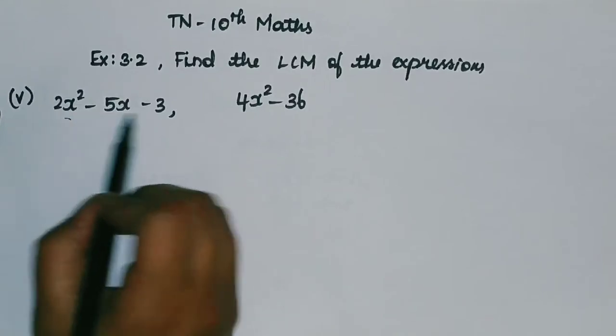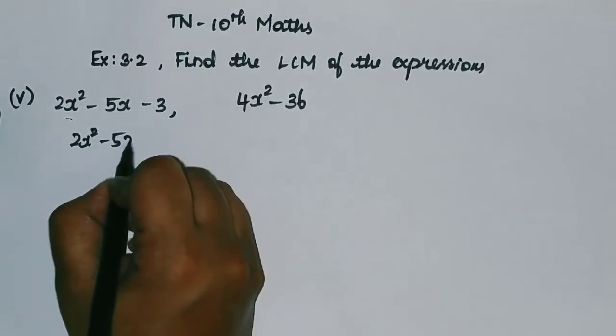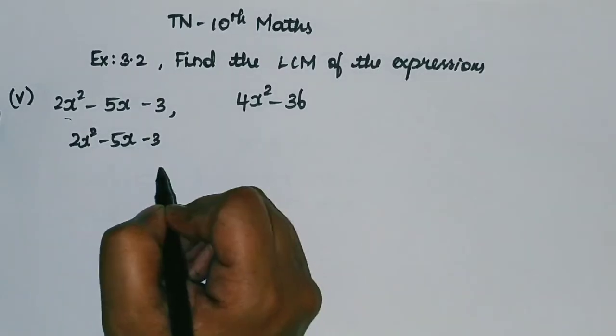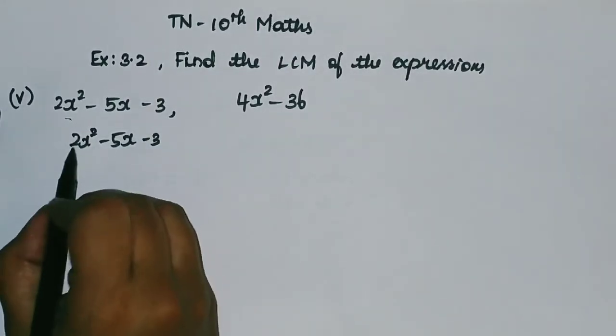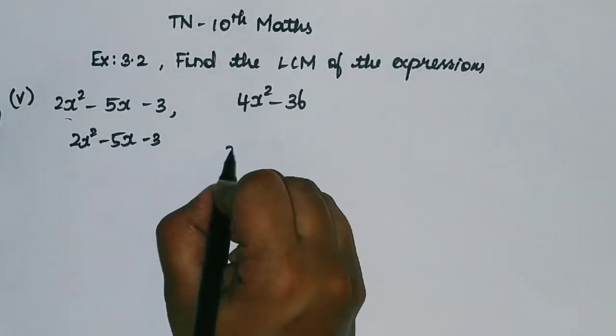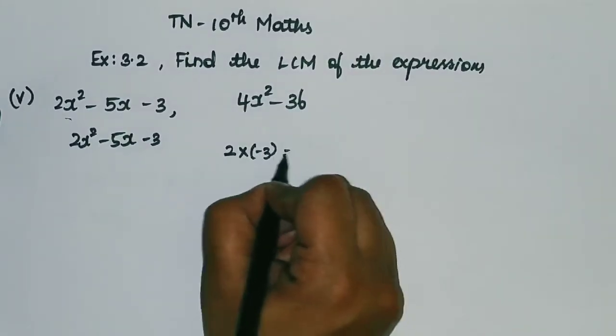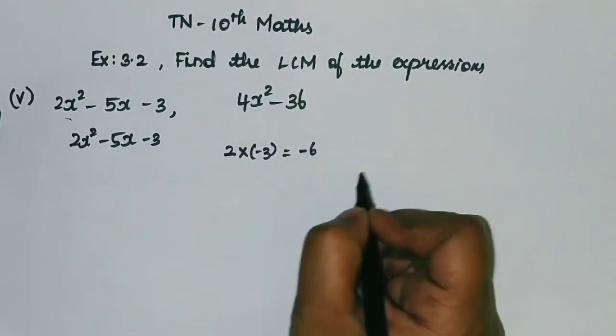For this, first I am going to factorize these two expressions. 2x square minus 5x minus 3. For factorizing, first I am going to multiply this numerical coefficient with the constant term, that is 2 into, what is my constant? Minus 3. 2 into minus 3 is minus 6.